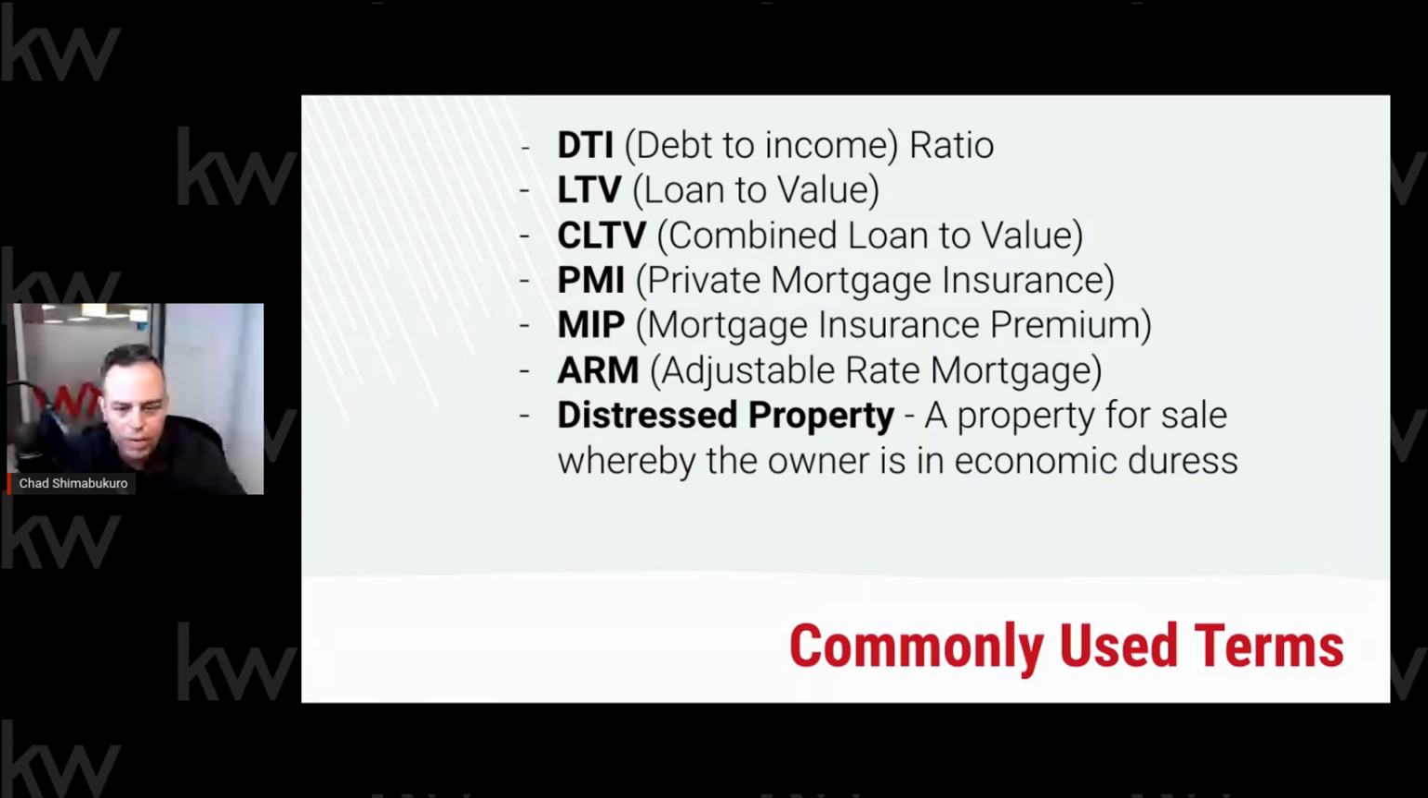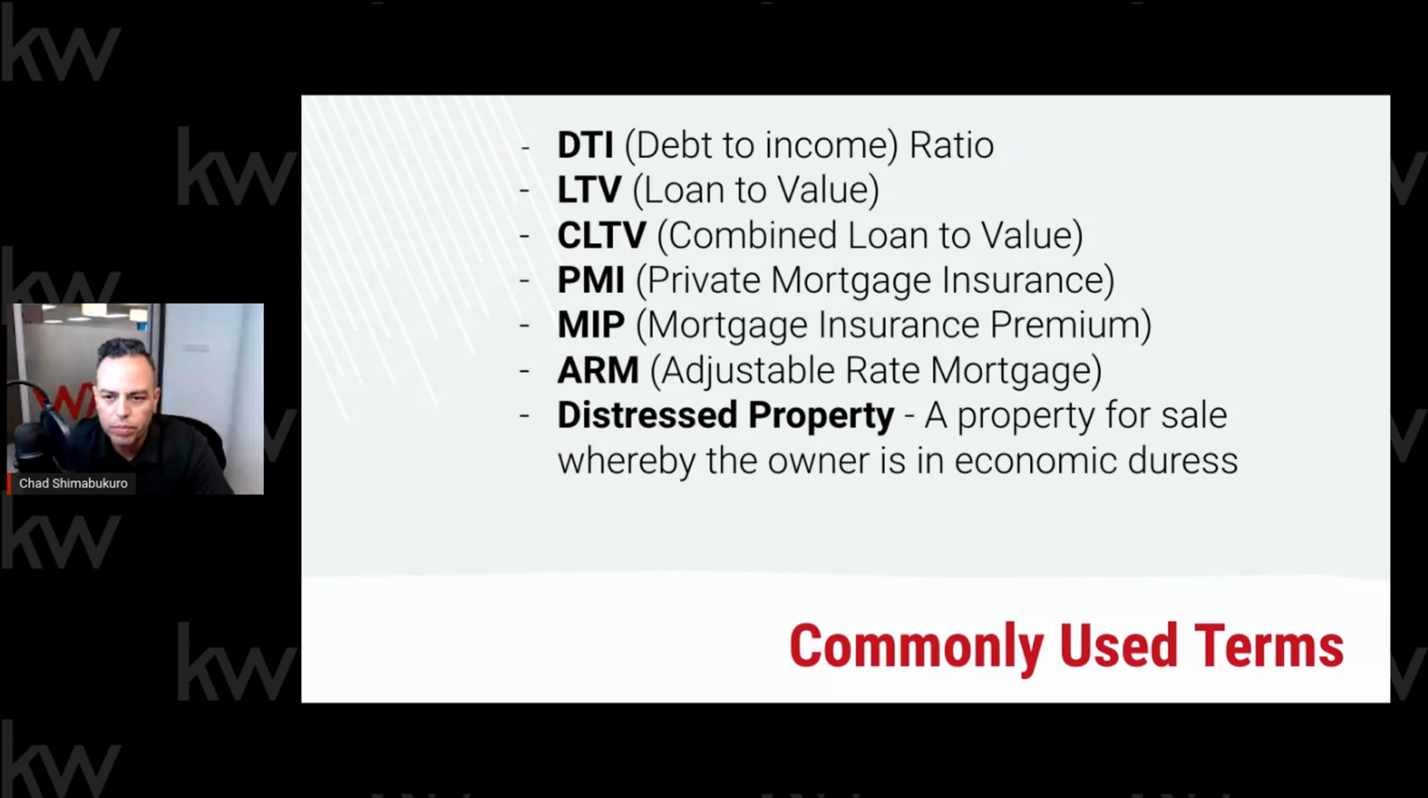PMI is private mortgage insurance. Private mortgage insurance is something that is needed or a necessity to have if you're financing more than 80%. It also goes hand in hand with some other types of mortgages, such as an FHA loan, and we can talk about that as well. MIP is mortgage insurance premium. There are some loans that have this built into it.